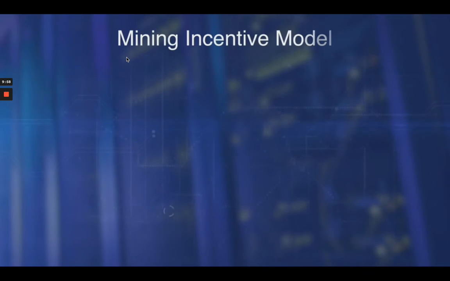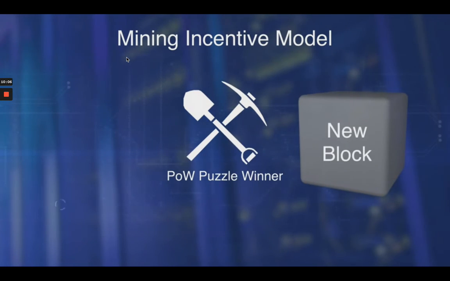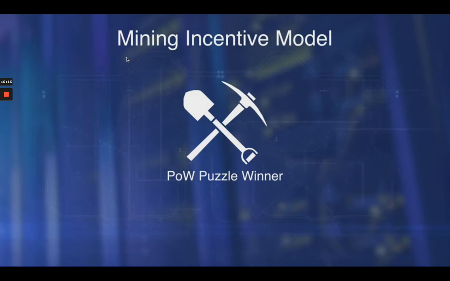Now let's look at the mining incentive model. The proof of work puzzle winner, the miner that creates a new block, is incentivized with the base fees of 3 ethers and the transaction fees in the Ethereum blockchain. The winning miner also gets the fees, gas points, for execution of smart contract transactions.